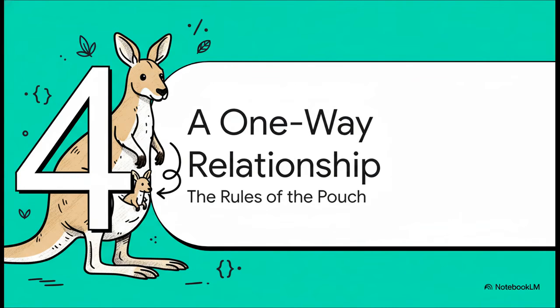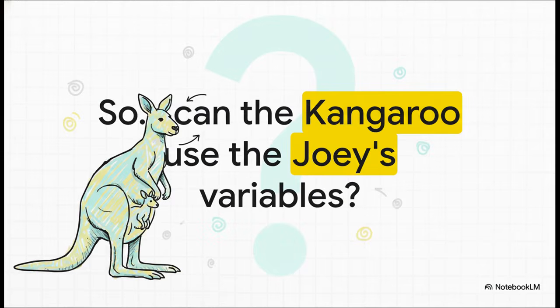So this leads us to the rules of the pouch, so to speak, because while the Joey can see everything the kangaroo has, it is strictly a one-way relationship. Which brings up the obvious question, right? Can the kangaroo reach into its own pouch and start messing with the Joey's stuff?